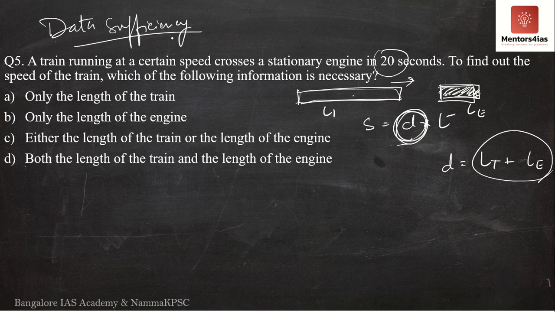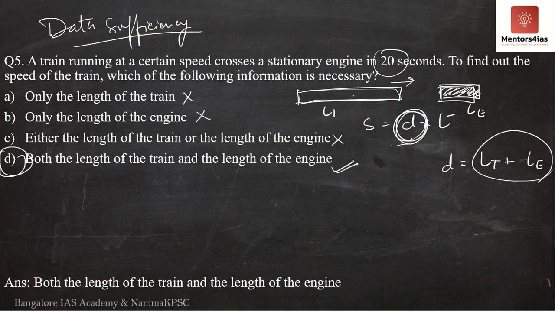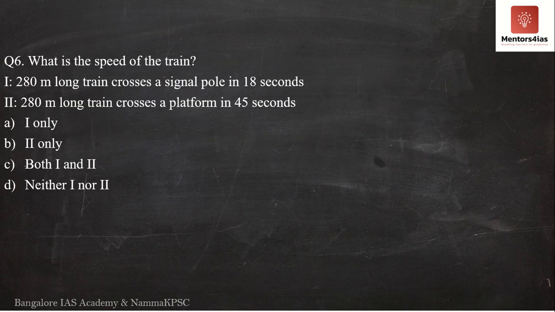So, for your data sufficiency, what information is necessary? Only length of the train? Not enough. Only length of the engine? Not enough. Either length of the train or the length of the engine? No. We need both the length of the train as well as the length of the engine. Therefore, the correct option is option D. It is option D. So this is a part of your data sufficiency. Next question.